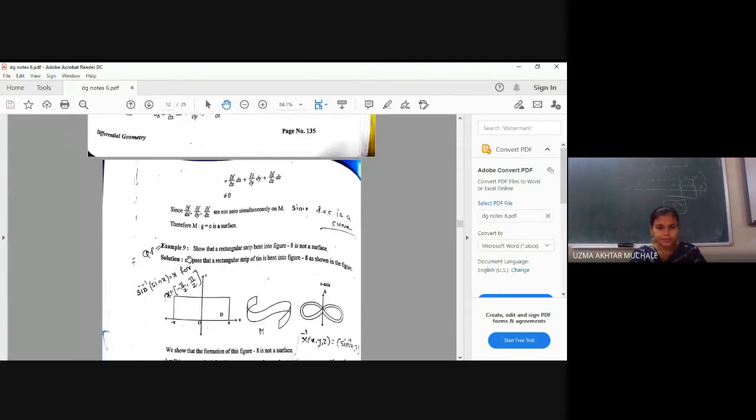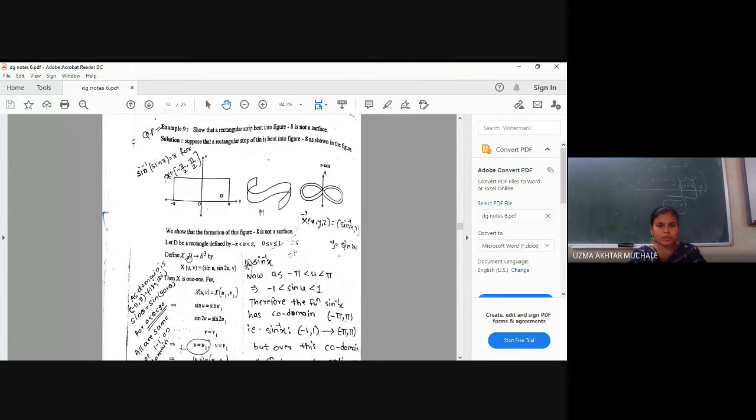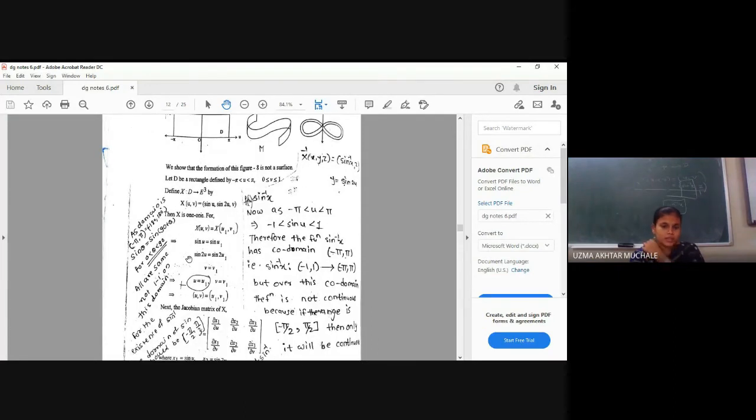Now let us go to the next example. I think I gave you homework on sine inverse of x, whether it is continuous or not. I don't know how many of you have found whether sine inverse of x is continuous or not. Here it is written that it is not continuous in the range. Why is it not continuous in the range? You have to find out the reason.